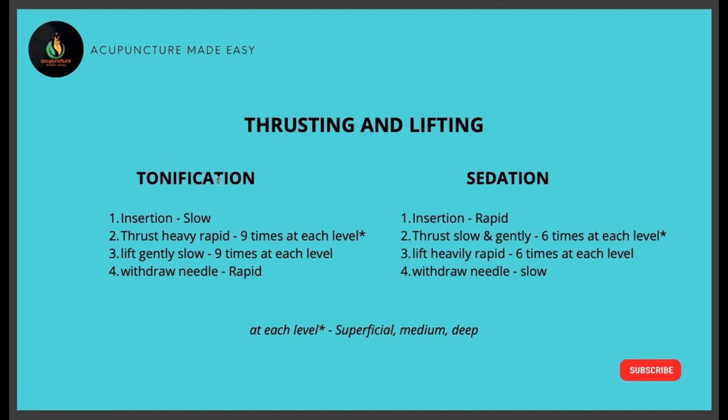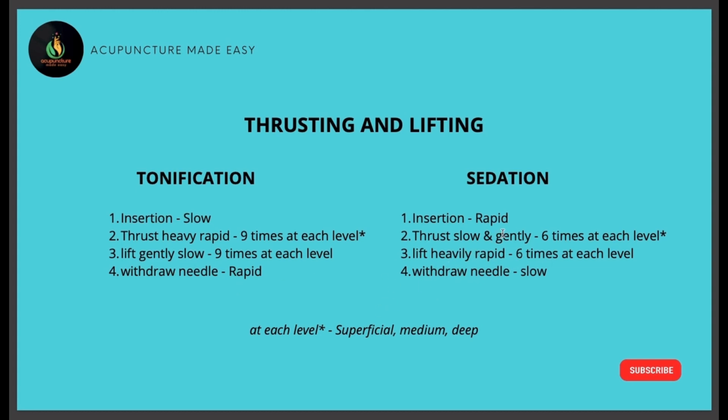So if you want to get a tonification, the needling should be slow and thrust heavy and rapid, 9 times at each level. In needling, you know that we have superficial needling, then medium needling, then deep needling. So superficial layer, medium layer, or deep layer, you can also take it in that way. At each of these levels, 9 times you have to thrust heavy and rapid and lift gently and slowly 9 times, and at the end the withdrawal of the needle should be rapid. This is a complex type of method where you can attain the tonification and sedation, because it is a combination of 3 different types of tonification and sedation techniques.